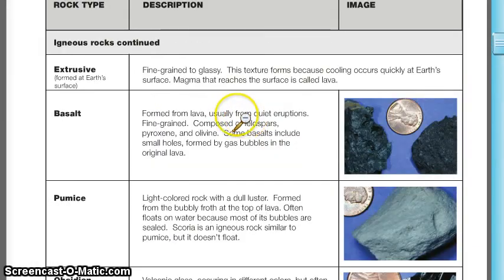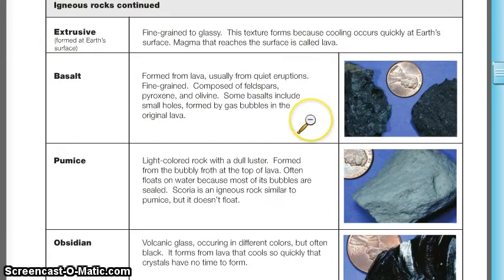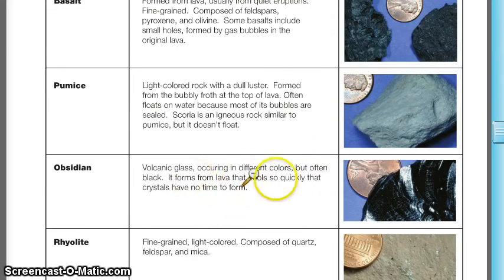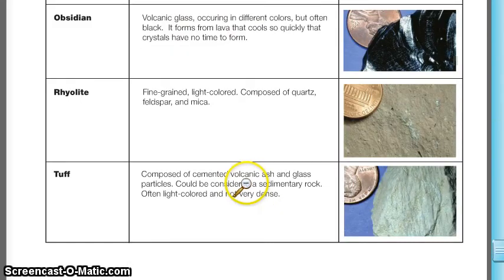it gives us some examples of them, and it talks about all the different extrusive rocks that we talked about. We have our basalt, our pumice, our obsidian. The book uses the example here of rhyolite. I did go around and show all the different groups rhyolite, but we used scoria in place of rhyolite. And then our last one was a tuff that we looked at, a volcanic ashy rock.